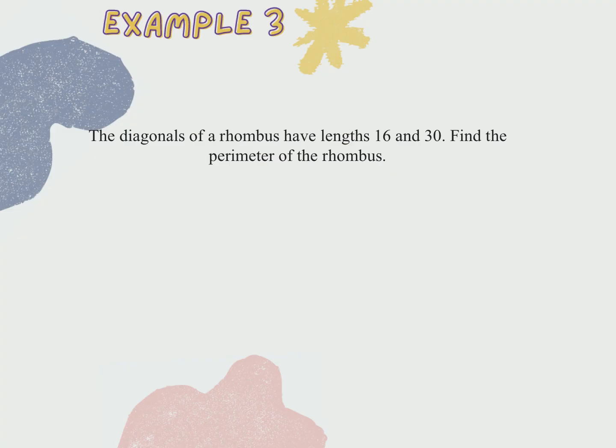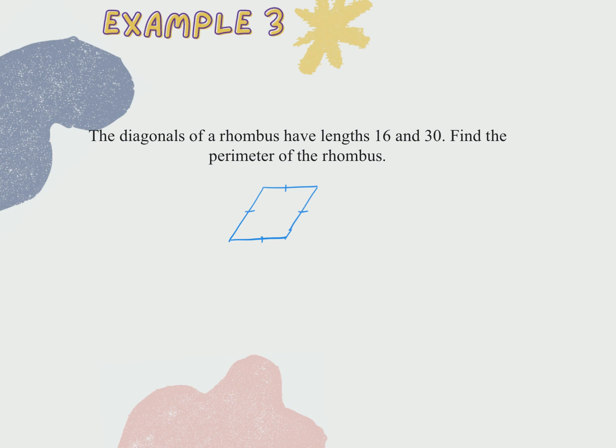Again, we come to the next one, and it says the diagonals of a rhombus have lengths 16 and 30. Find the perimeter of the rhombus. Now that's kind of interesting. So here's a rhombus, right? Remember that rhombuses have all four sides equal. So I know that this side has to equal this side, which equals this one, which equals that one.